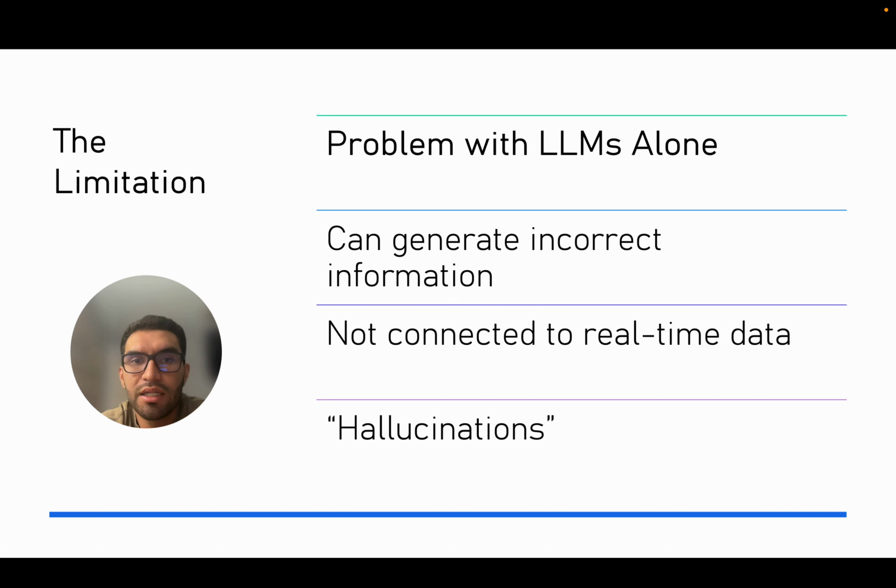However, they have a major limitation. They can sometimes generate incorrect or misleading information, a problem known as hallucination. This happens because they are not inherently connected to real structured datasets. So while they are powerful, they are not always reliable on their own.